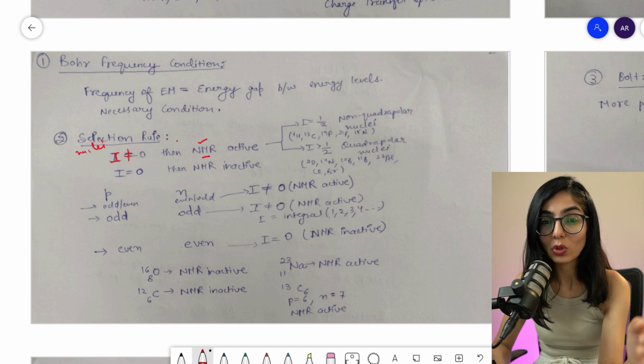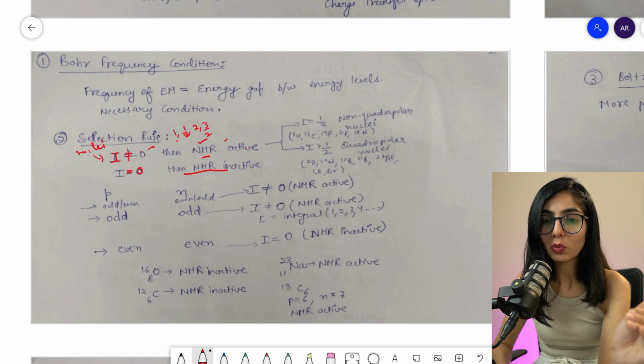I is the nuclear spin number. If any nucleus has I not equal to 0, then NMR will be active. It can be 1, 1/2, 2, 3/2, and so on. In that case NMR will be active. And if a nucleus has spin number 0, then NMR will be inactive. That is the first condition.